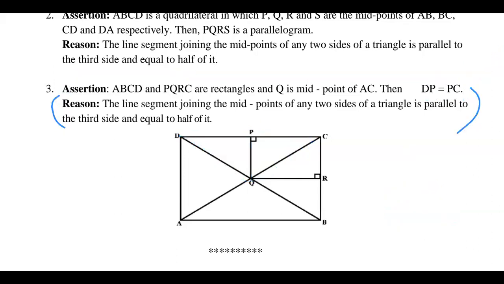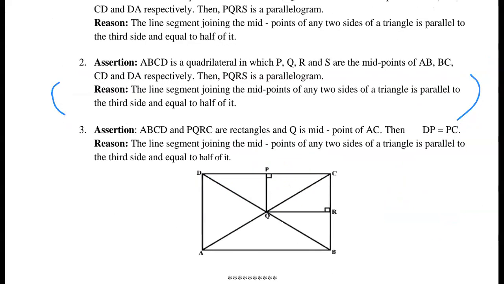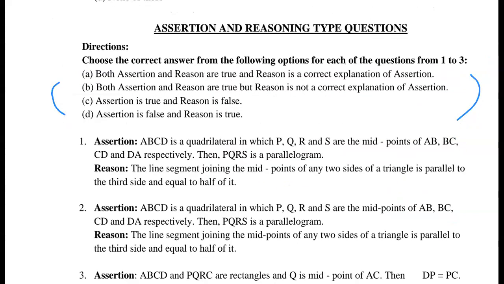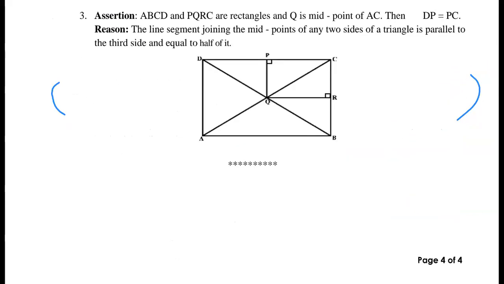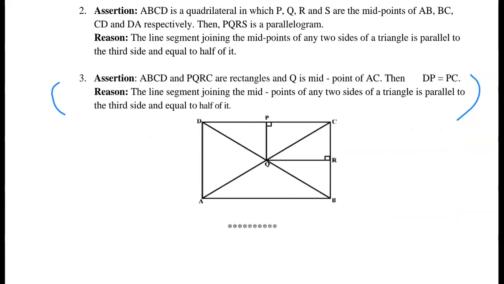What you have to write here is which option, beta, A, B, C, D? Which will you write? Assertion is true, reason is false. Is it C? Yes. So the assertion is true that DP is equal to PC in a rectangle, but the reason is not valid for this particular scenario.